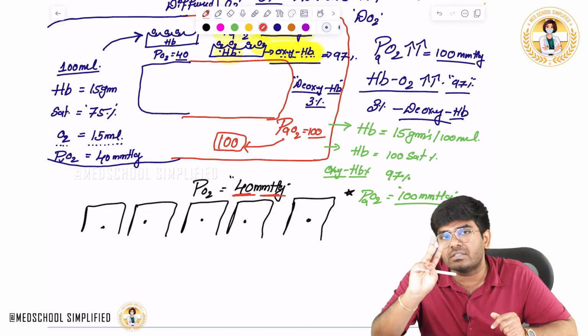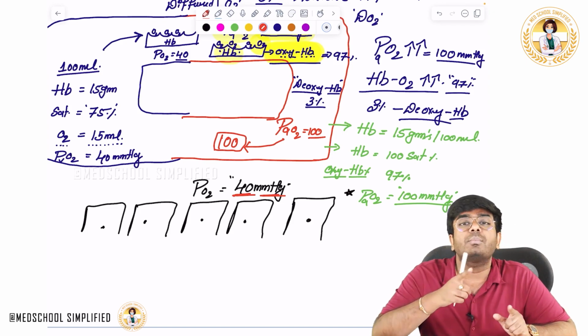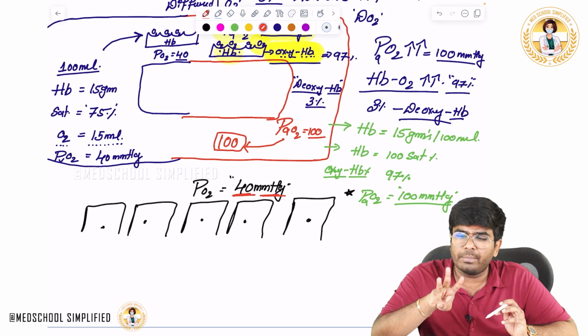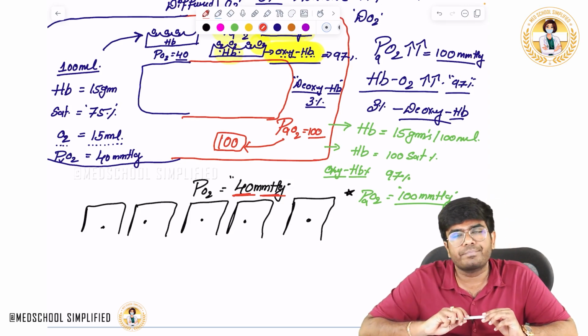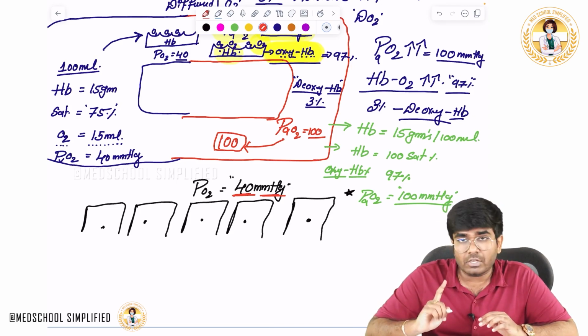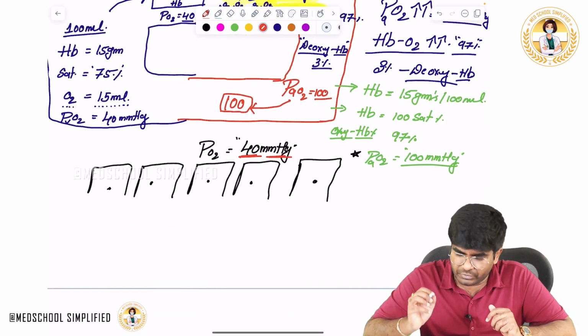3% of the oxygen is dissolved oxygen. Rest of the oxygen is oxyhemoglobin. Rest of the oxygen is binding with the hemoglobin. 3% is dissolved, other 97% is binding with the hemoglobin. That is oxyhemoglobin. Now, what happens according to simple diffusion?